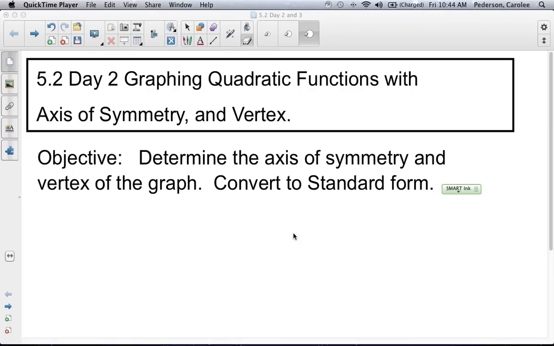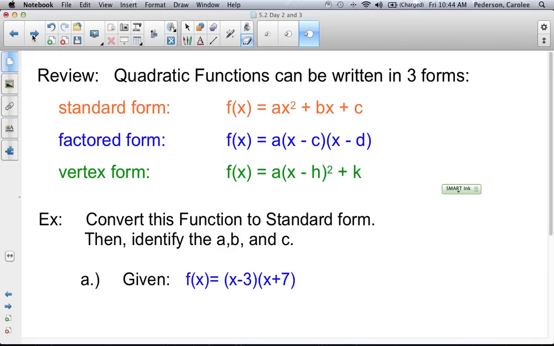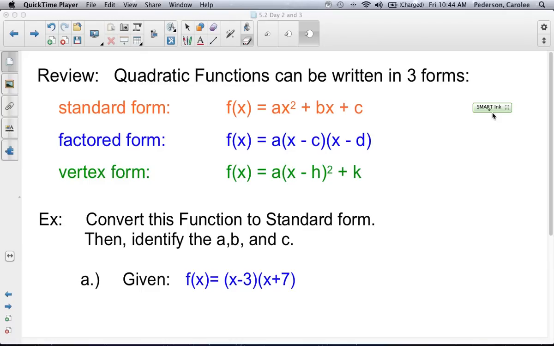First slide, just go ahead and write down what the topic is. You don't need to write down what the objective is. Okay, next slide. The top half of this slide I don't want you to write down. It's already in your notebook. Just to review the three different forms of a quadratic function.